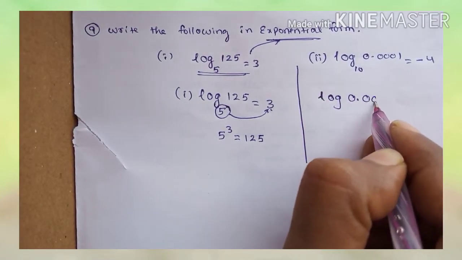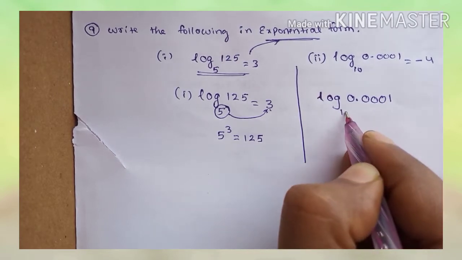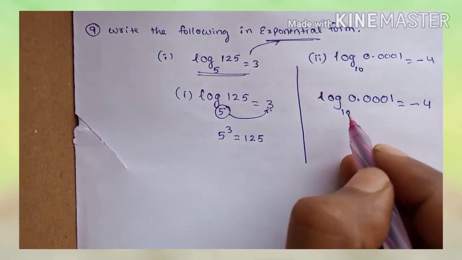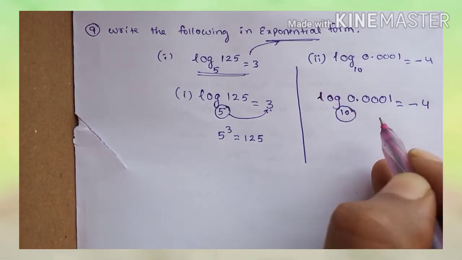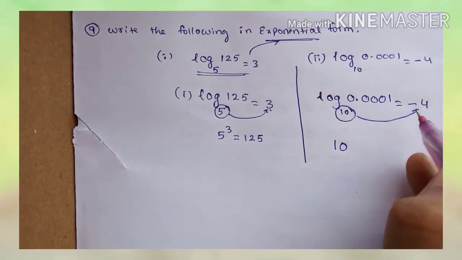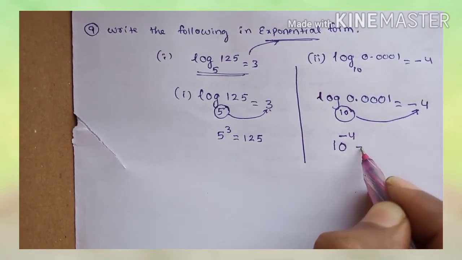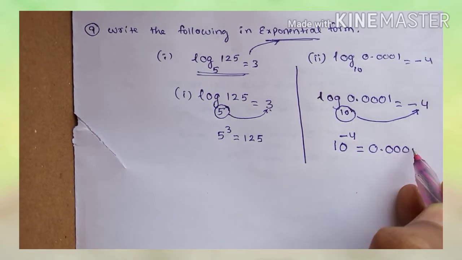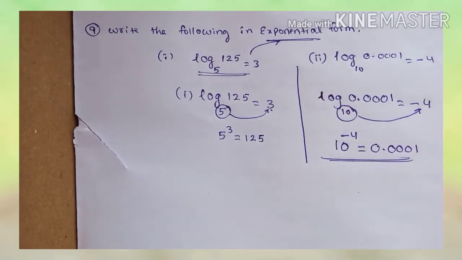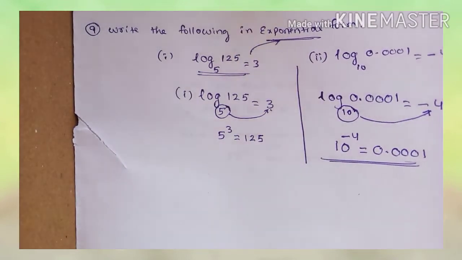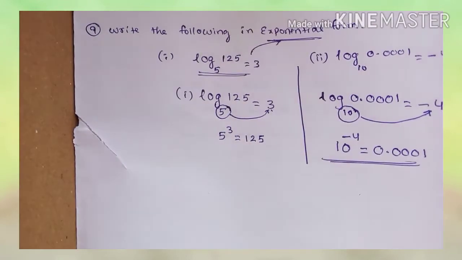Okay, the second one we can do the same way. Logarithm of 0.0001 to the base 10 is equal to -4. We know this is the base and this is the exponent, so 10 is the base, exponent value -4 is equal to the value 0.0001. This is called the exponential form of the given. Okay, let's discuss the next one.